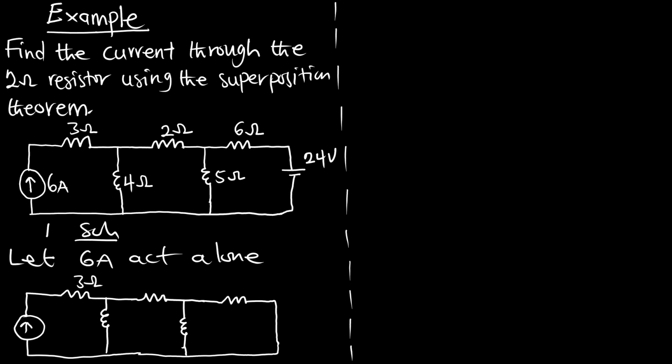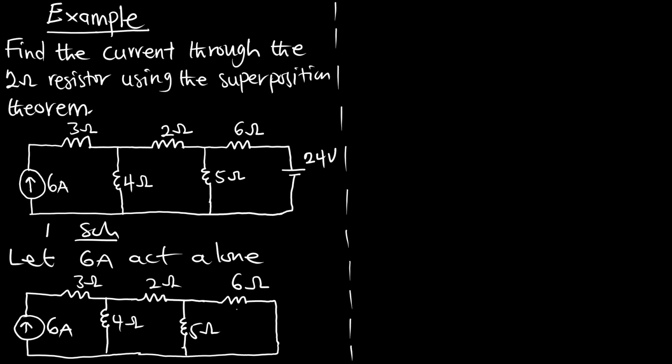This is 3 ohms, 4 ohms, this is 2 ohms, and our 5 ohms, 6 ohms. So now we have the current, 6 amperes. How do we manage to find the current through the 2 ohm resistor? Before we can do that, we have to find the effect of the resistors.